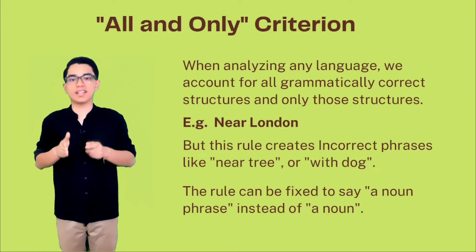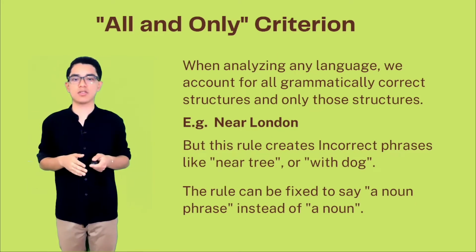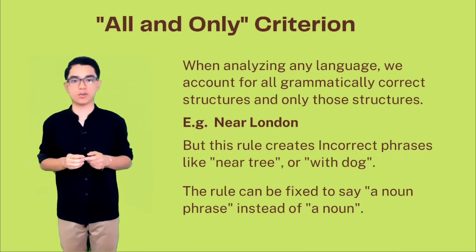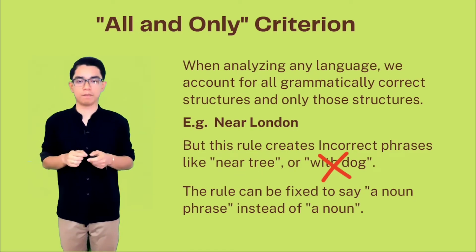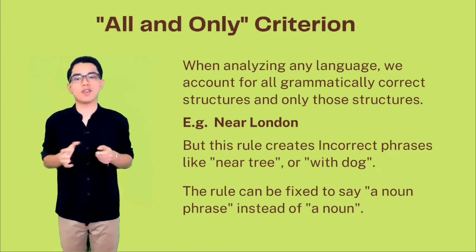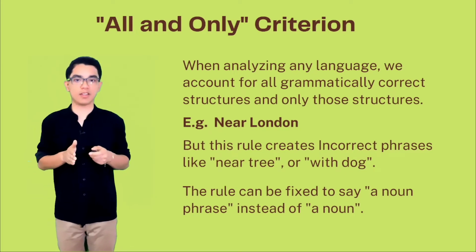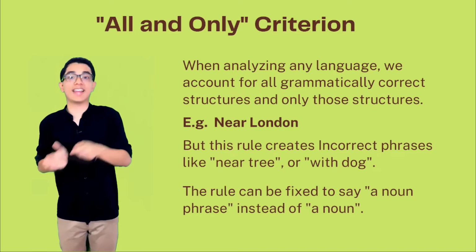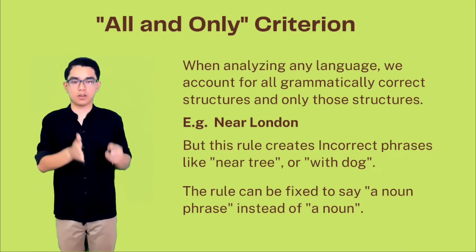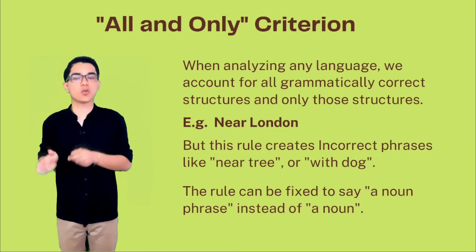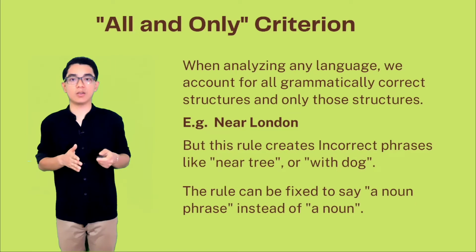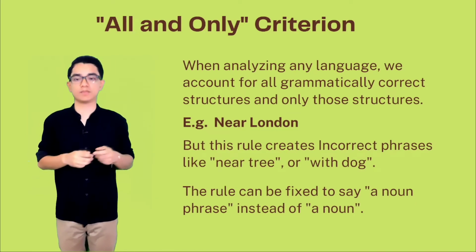However, if we apply this rule to all prepositions and nouns, we will produce incorrect phrases like near tree or with dog. Therefore, the rule can be fixed to say a prepositional phrase in English consists of a preposition followed by a noun phrase. So the revised rule can produce well-formed structures like near the tree, and with the dog or with you.